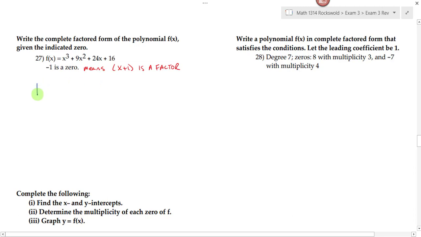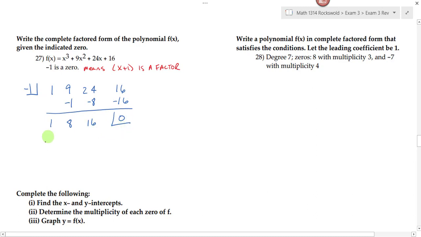So if I'm going to use synthetic division to divide this. If I've got the negative 1 goes here, what constants go across the top for synthetic division? So I bring my first term down. Negative 1 times 1 is negative 1. 9 minus 1 is 8. 8 times negative 1 is negative 8. 24 minus 8 is 16, and negative 1 times 16 is negative 16.